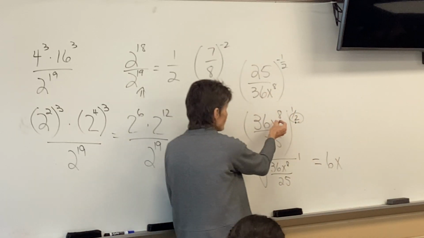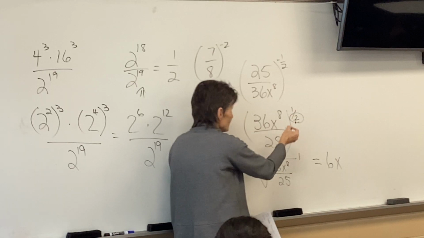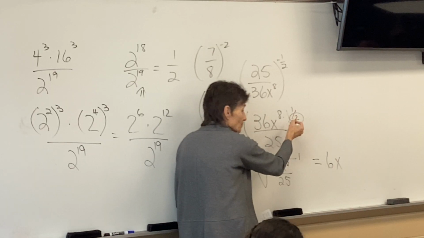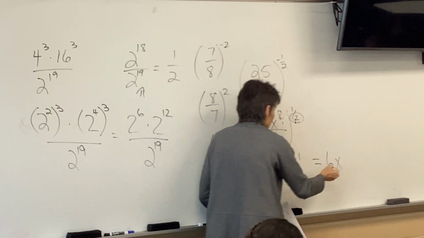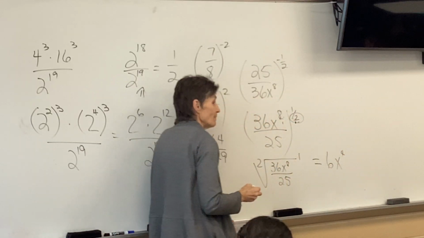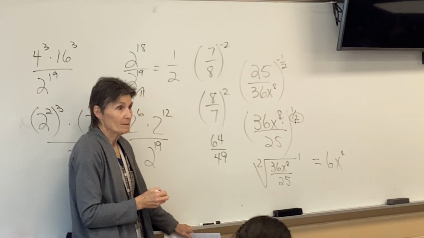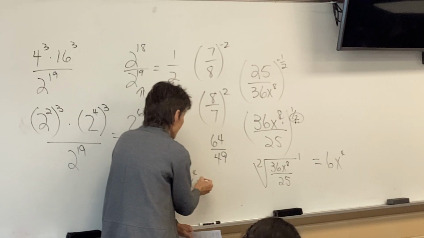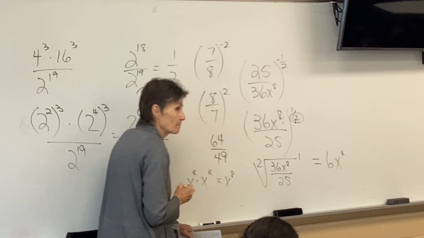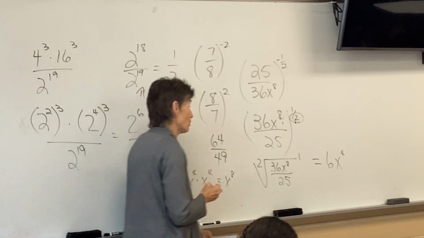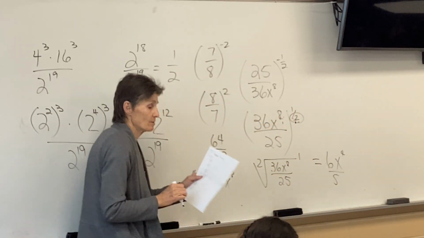Remember, this started out as x to the 8th to the 1/2. We multiply those, right? So what's 8 times 1/2? 4. The square root of x to the 8th is x to the 4th. Because x to the 4th times x to the 4th is x to the 8th. And then the square root of 25 is 5. And there's our answer.